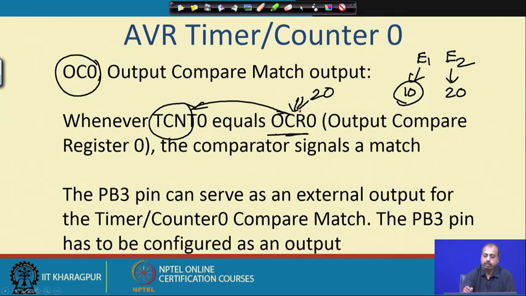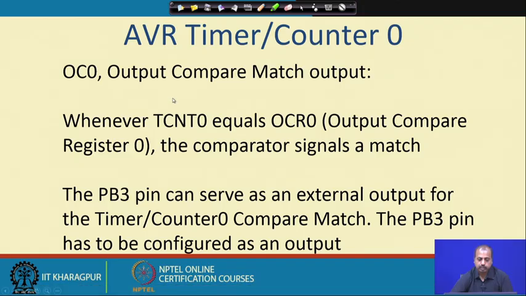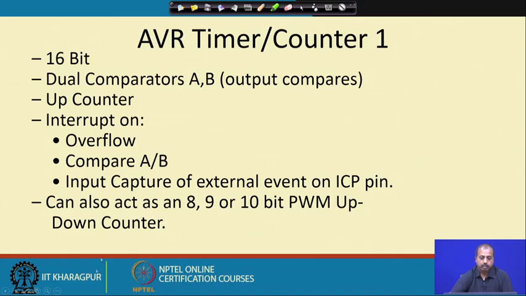Then you can reload OCR0 with the value 20, so that when the count reaches 20 you will get another match, and then you can start the activity E2. This is useful because I can have multiple activities started at different times which are controlled by the same timer. That is the feature with the TCNT0 register and the OCR0 register.